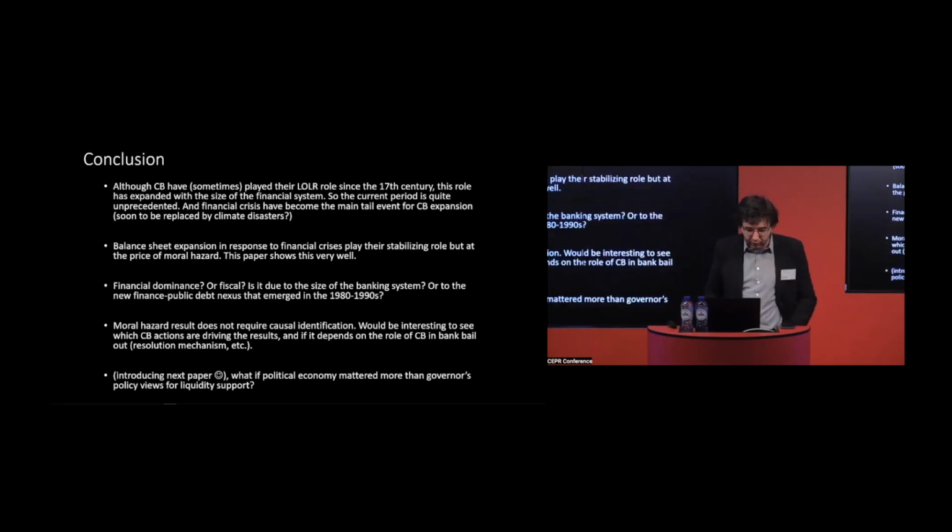So on the conclusion, indeed what your paper very nicely shows is that the central banks also played the role of lender of last resort in the 17th century. This role has expanded with the size of the financial system and became very unprecedented in the last 30 years. So there's really something clearly new in the job of central banks today, which is related to the new role of the financial system more generally in the economy. And I think only a long run perspective can show that so clearly.